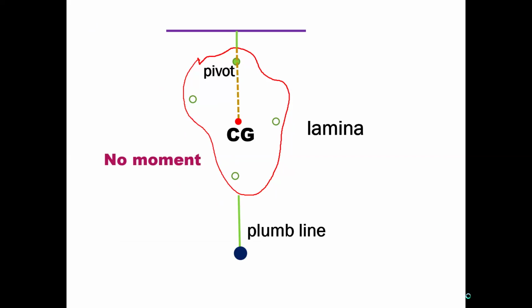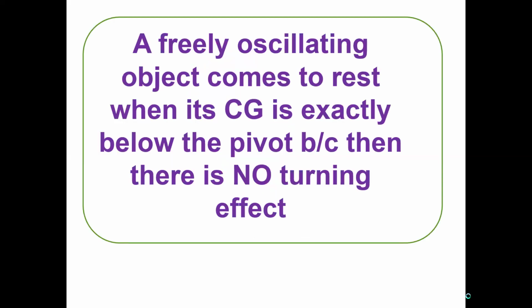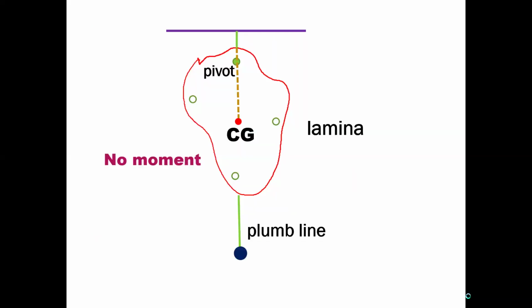When we push it and allow it to oscillate, it will come to rest when the CG is right below the pivot. Look at this position. It will swing and it will come to rest when it is right below the pivot. At this point, we will draw the lines on the card.